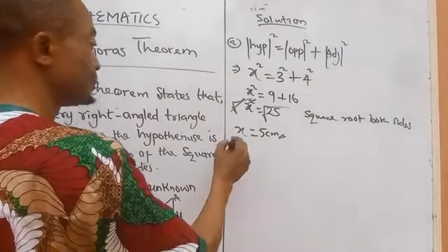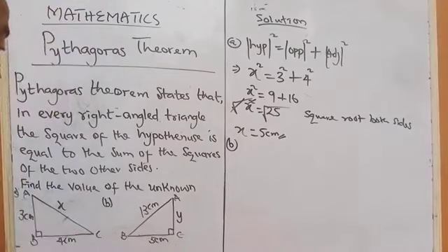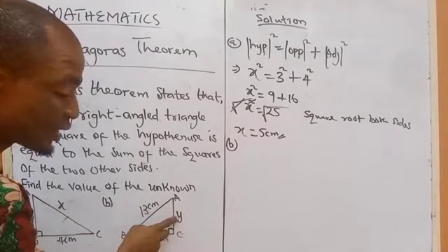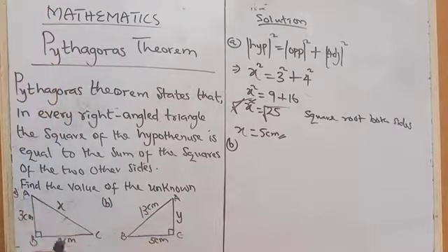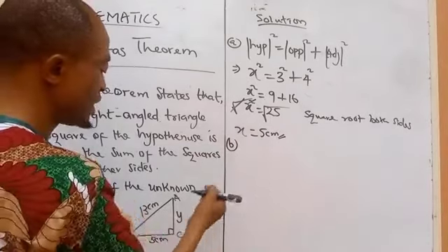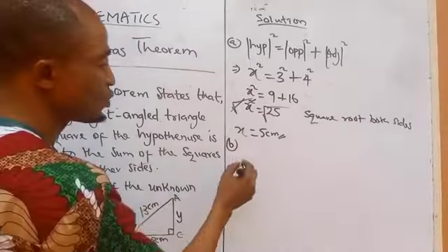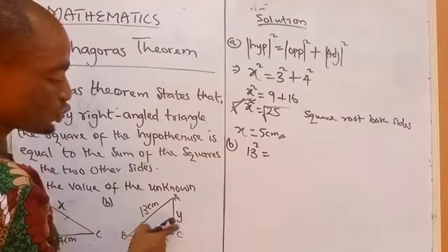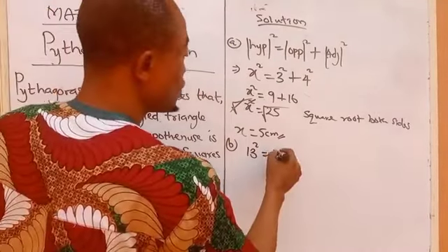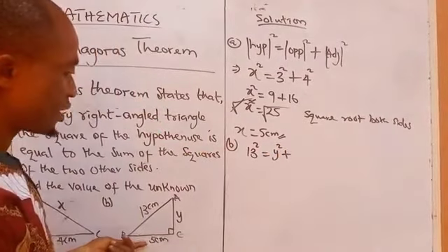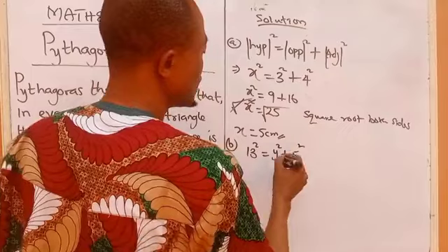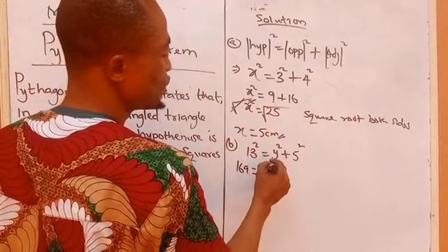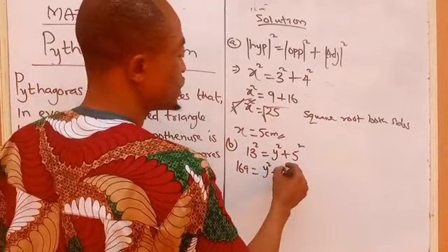Then the second one, B. You have here now, we know the hypotenuse, which is the longest side. We don't know this side. We are also given another side here. So here, the formula, don't forget, the square of the hypotenuse, which is 13. So we can say 13 squared, that's the hypotenuse, is equal to the sum of the squares of the two other sides, that is y squared plus this other side, which is 5 squared. 13 squared will give us 169, equal to y squared plus 5 squared, that will give us 25.